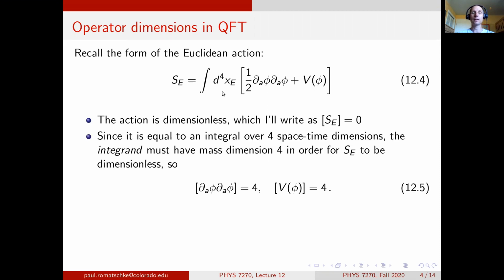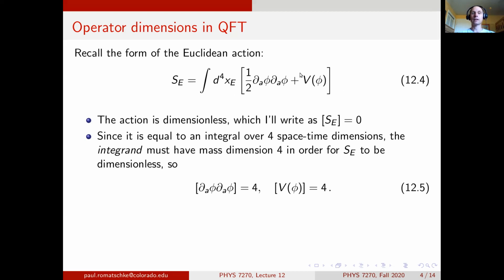Since it is equal to an integral over space-time dimensions, each is an integral over x. x has dimension of length. Length is inverse energy, so each integration over space or time is equal to an inverse mass dimension. In our case, we have 4 of those, so that means that the integration measure counts as minus 4 mass dimensions. If that's the case, and it's also the case that the mass dimension of S is 0, this implies that the integrand, everything that's appearing in the bracket in equation 12.4, must have mass dimension 4.